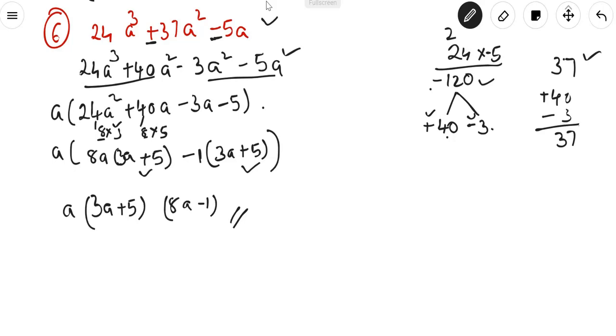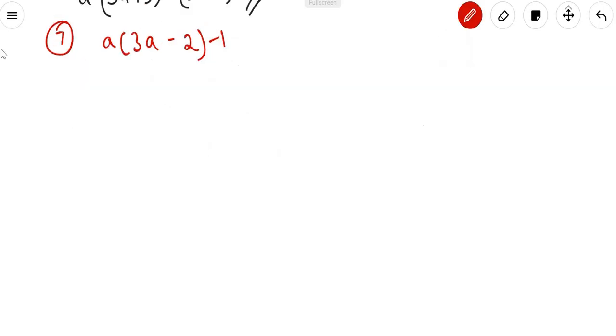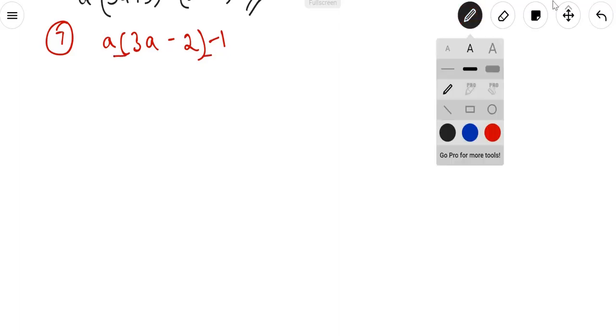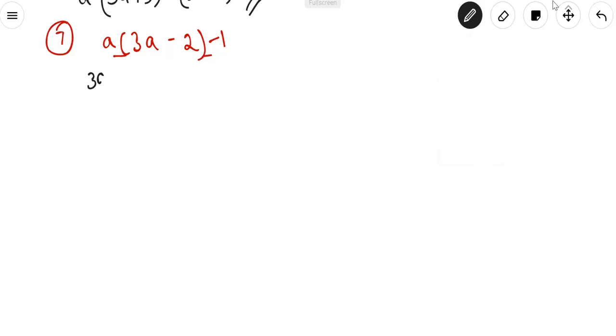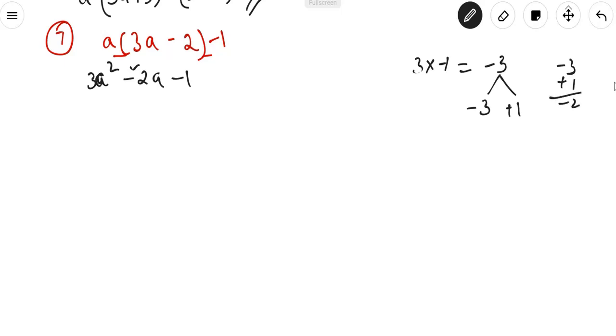Okay, so we'll go for the next problem, problem number 7. I'll multiply first and remove this bracket. So this becomes 3a square minus 2a minus 1. Now we have to multiply 3 into minus 1. We are going to get minus 3. As it is a prime number, the factors are 3 into 1. As you have minus here, the bigger number will be minus, the smaller number will be plus. So minus 3 plus 1, we are going to get minus 2. So the middle term is also satisfied.